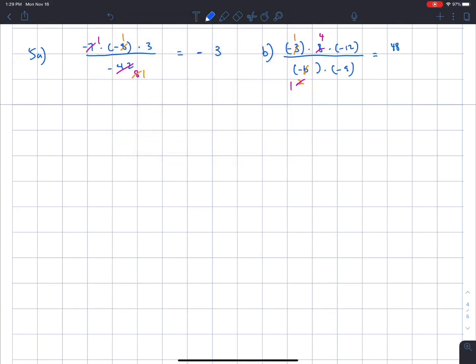4 times 12 is 48 over 9. 9 goes into 48 5 times. 9 times 5 is 45. And 48 minus 45 will give us... Oh, I can simplify a little bit further, actually. Let me simplify a little bit further. I didn't see that. I can divide 9 by 3 to get 3. Divide 12 by 3 to get 4. So final answer is 16 over 3.